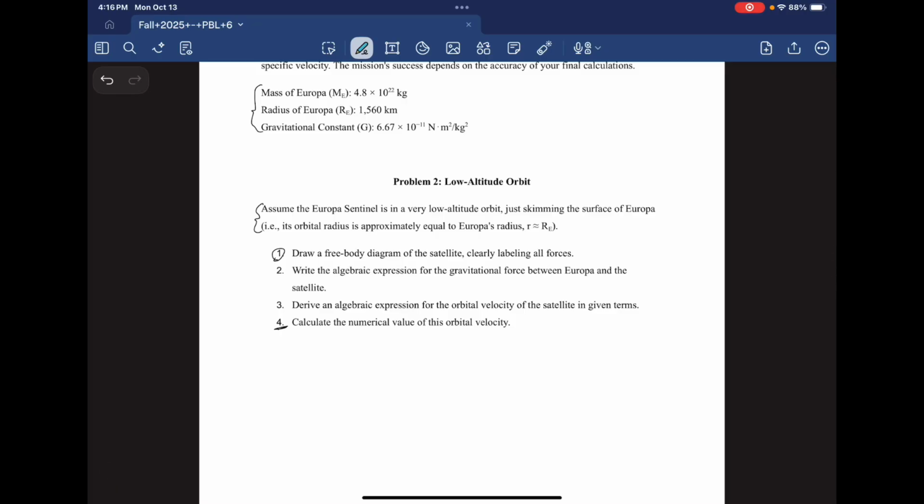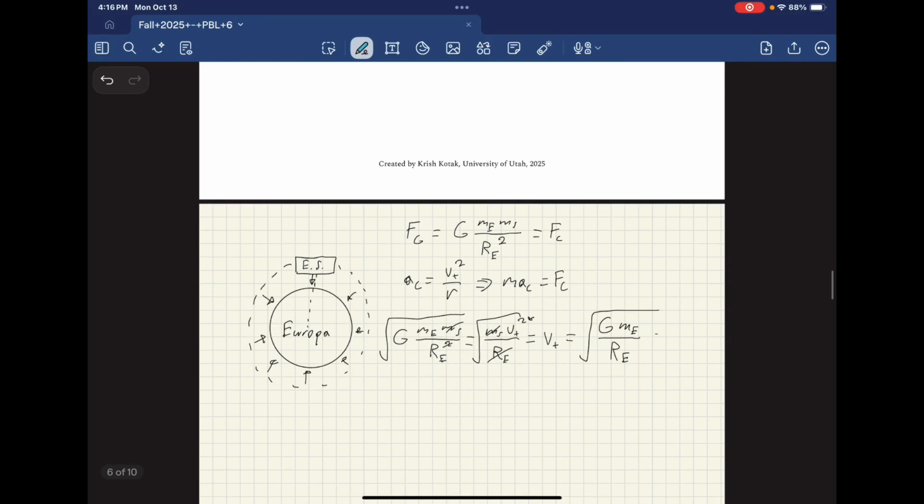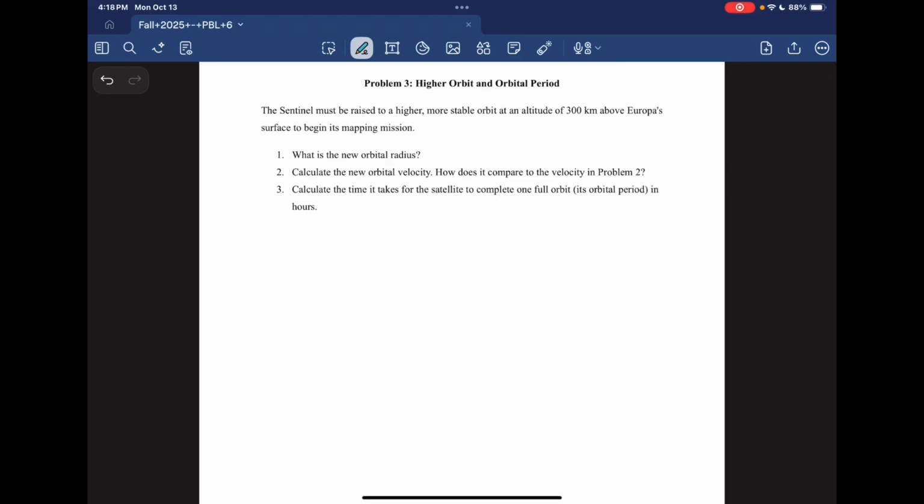And then the final question wants you to calculate the numerical value of this orbital velocity. So if you plug in our M_E, R_E, and gravitational constant G, you get that this is roughly equal to 1433 meters per second. For this next question, we want to raise the Sentinel to a higher, more stable orbit at an altitude of 300 kilometers above Europa's surface.